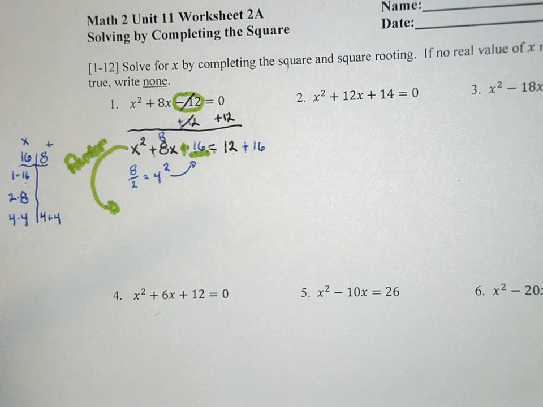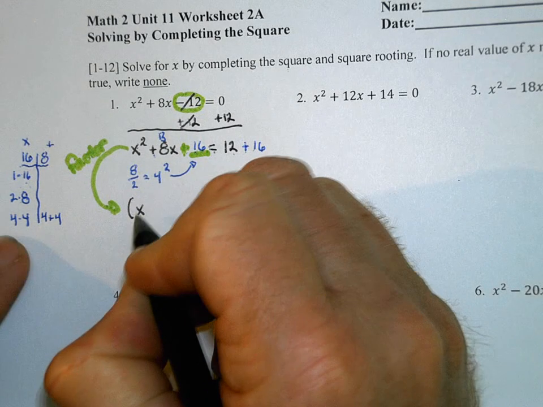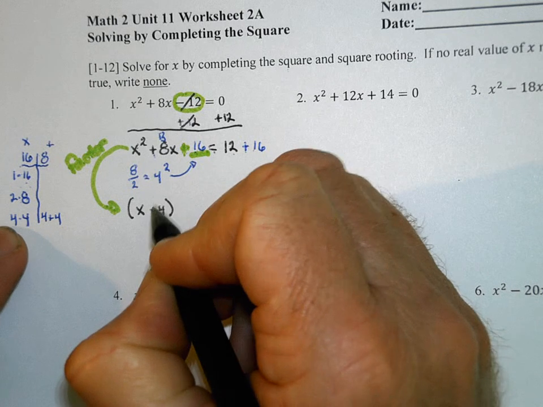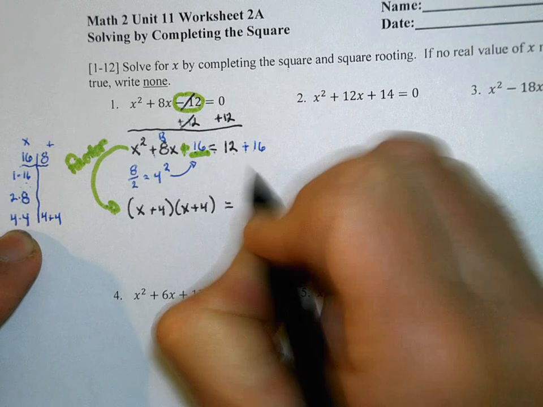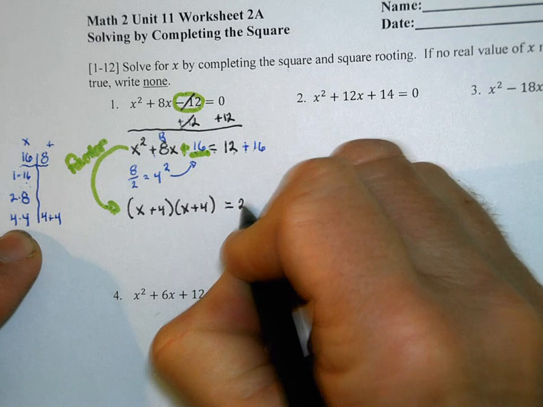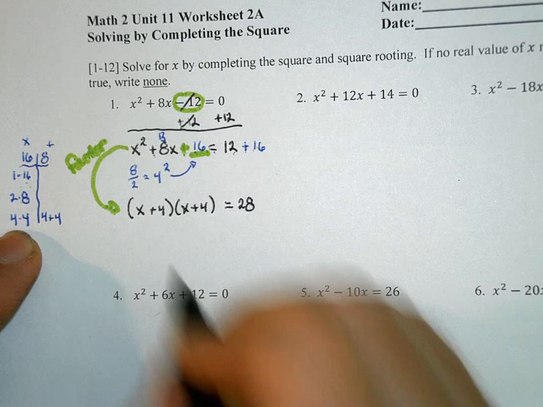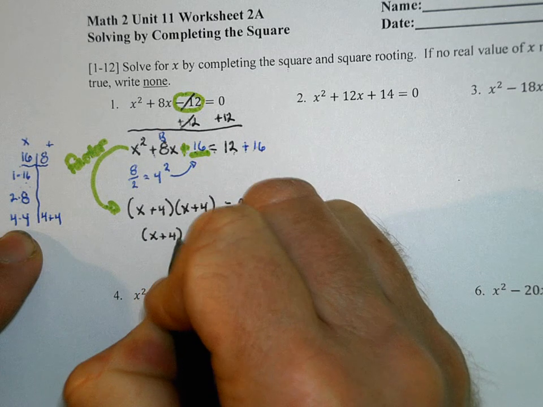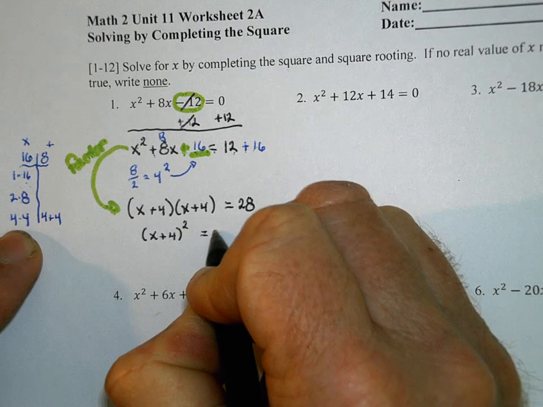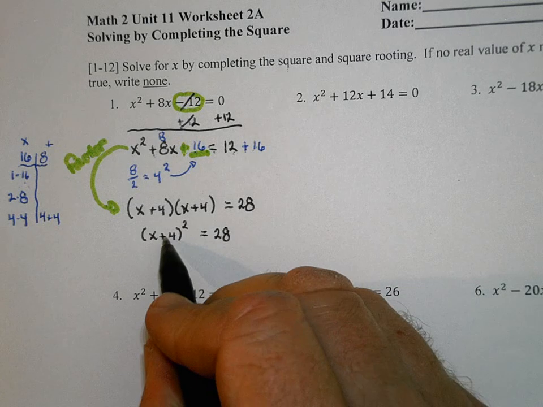So therefore, x squared plus 8x plus 16 in factored form has a first factor of x plus 4, from that positive 4, and the second factor is x plus 4. And that's going to be equal to 12 plus 16, which is 28. Now if you notice, we have two sets of x plus 4s, so that means we have x plus 4 to the second power, and that is equal to 28.